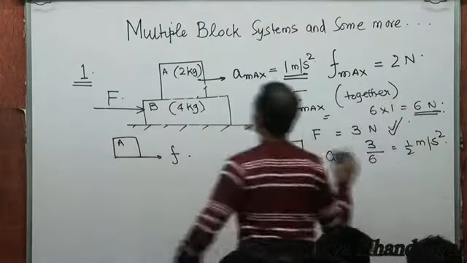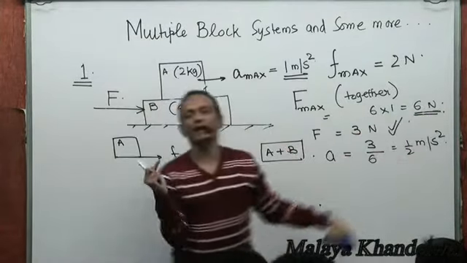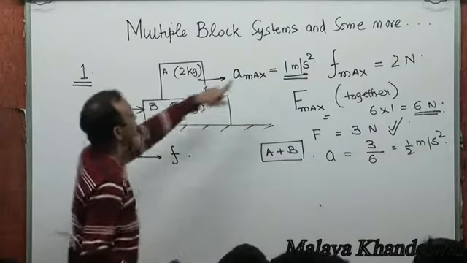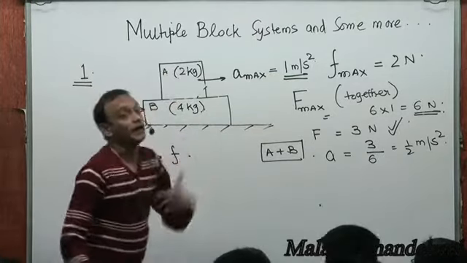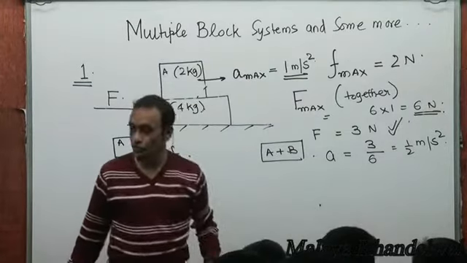Now, when a 6 newton force is applied on the system, then A and B together have a maximum common acceleration of 1 meter per second squared. And the frictional force between B and A acquires its maximum possible value of 2 newtons, right?